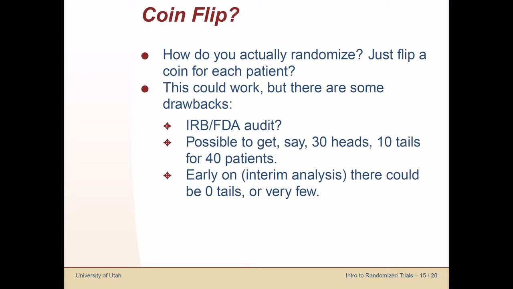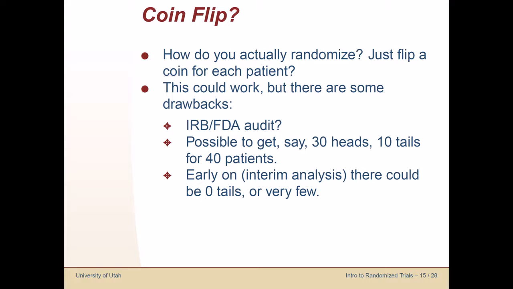Now, when it comes right down to it, how do you actually randomize? You just wait for each patient to come in and then flip a coin? Sure, you could do that. You could say heads, they get treatment A, tails, they get treatment B. It can work, but there are some problems with that. What if the FDA or another organization decides to audit? Or what if you're required to provide proof of your methods and how you track those things? It gets a little bit more difficult.